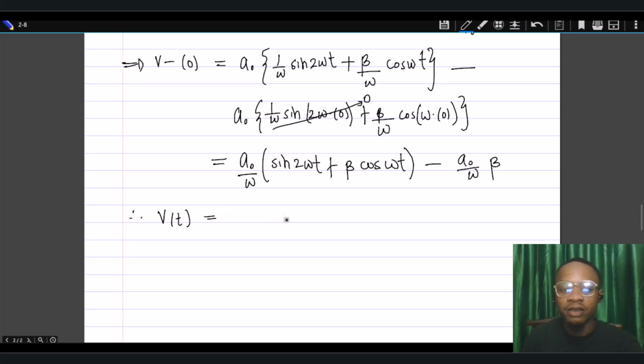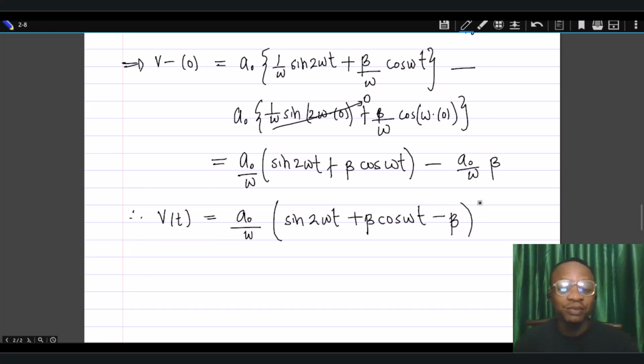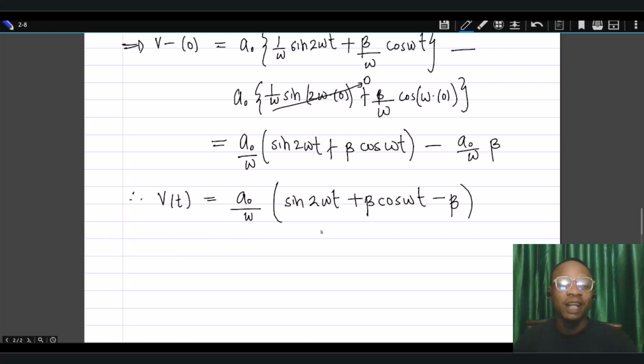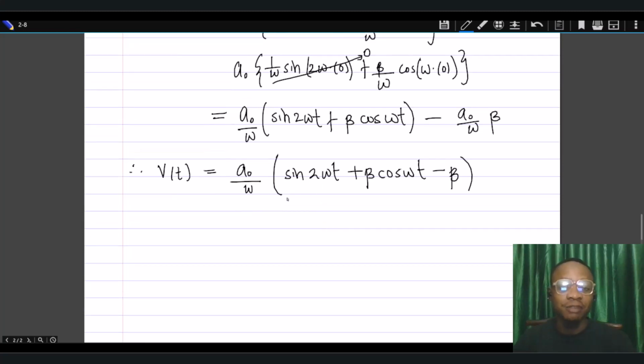So a naught over omega is common to both of them. We can just write this as a naught over omega into sine 2 omega t, plus beta cos omega t, then this is minus beta. Now we'll close the bracket. With that, we're good to go. We now have our velocity as a function of time. So what do you think we might do next?